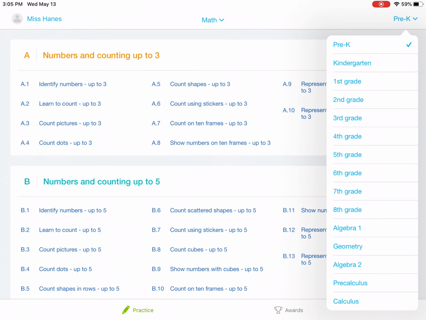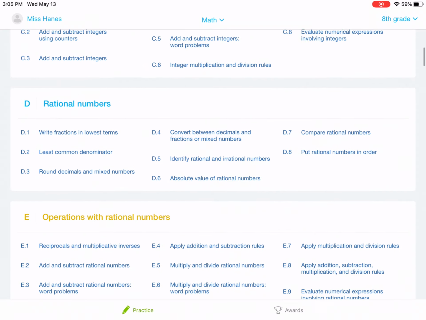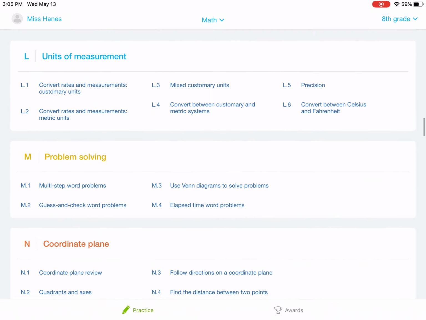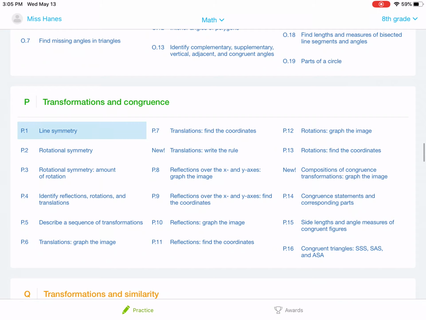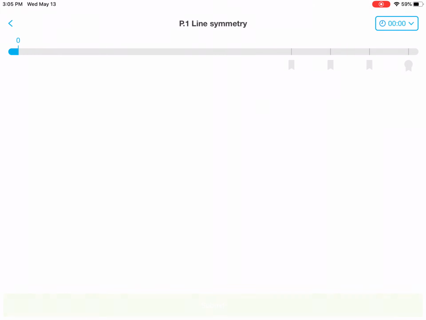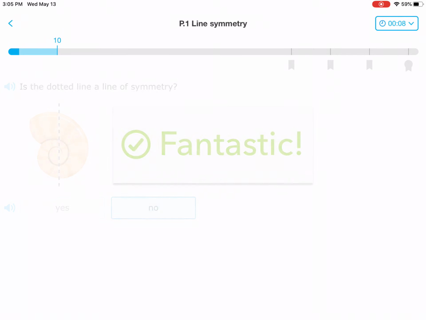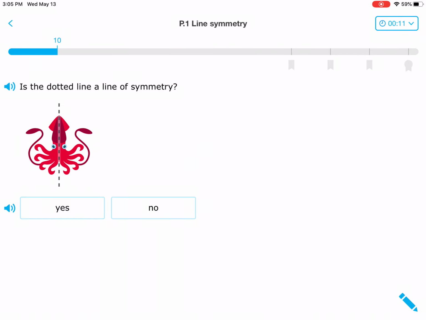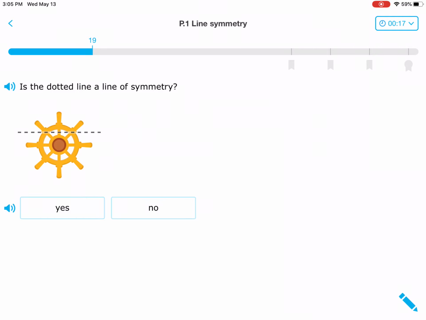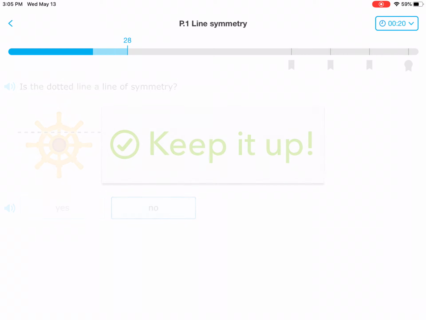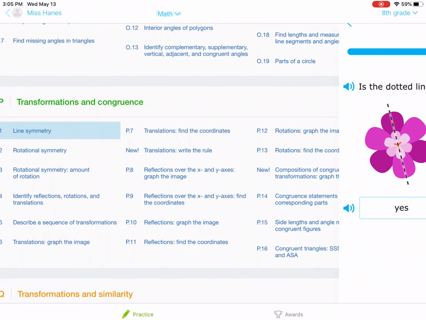The first IXL I'd like to look at is P1. Make sure you're in 8th grade. P1, line of symmetry. This one shouldn't take you very long at all. It says, is the dotted line a line of symmetry? So if I fold along that line, does it match up on both sides? Nope. Is the dotted line a line of symmetry? Yes, it will match up if I fold along that line. Okay, that's all you're doing for this one. That one should be pretty easy. You should get to a SMART score of 80 pretty quickly.